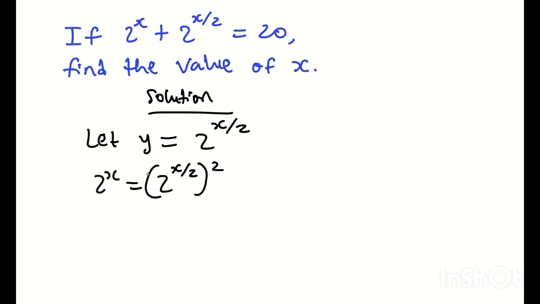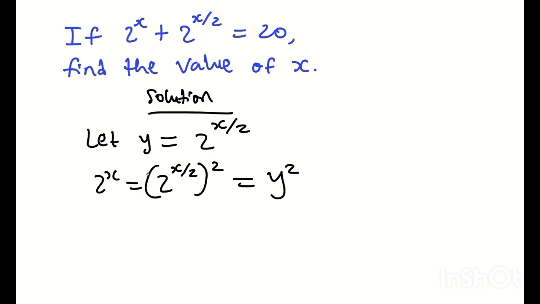Now looking at this, let's bring in y into the equation. So 2 raised to the power of x, as I've written here, is 2 raised to the power of x over 2 all squared. Since we already said let y be equal to 2 raised to the power of x over 2, I'm going to replace what I have in this bracket by y, then we have the squared here. So now we have a term that has a leading power of 2. Let's bring everything into this equation.